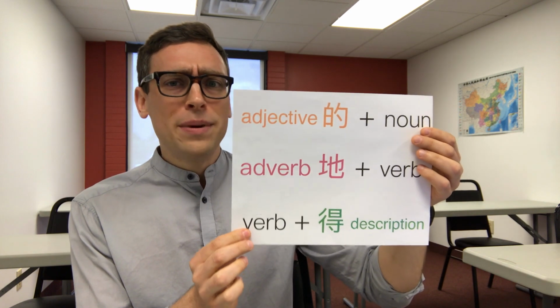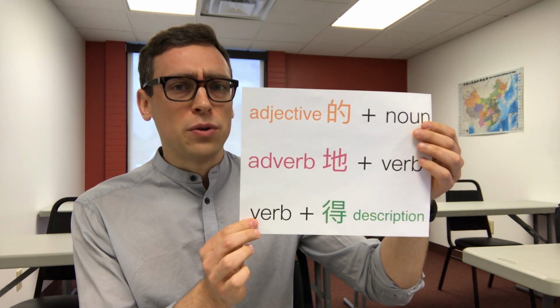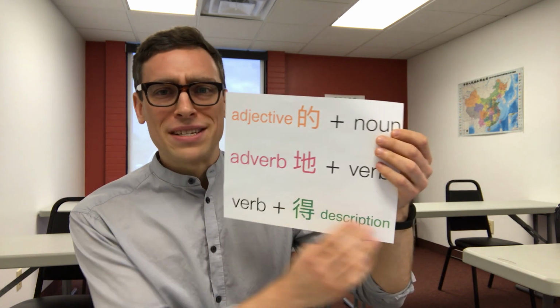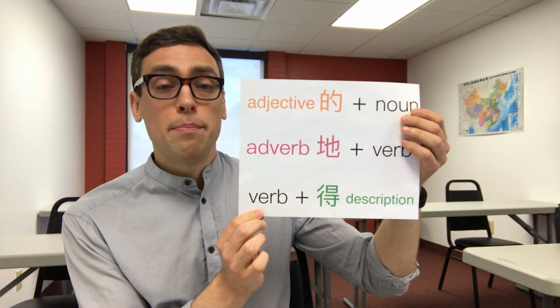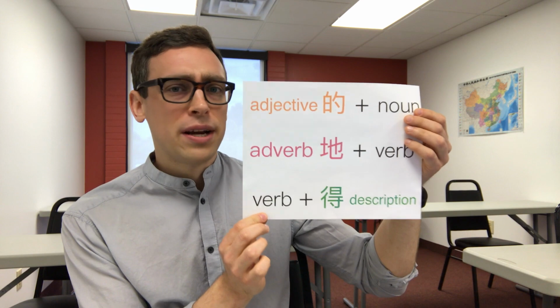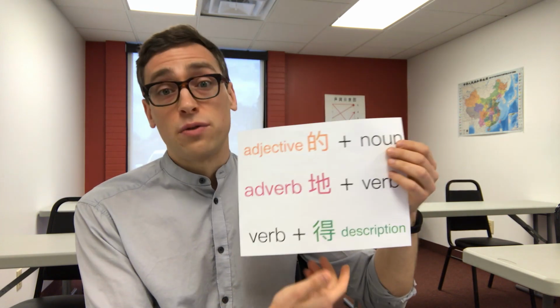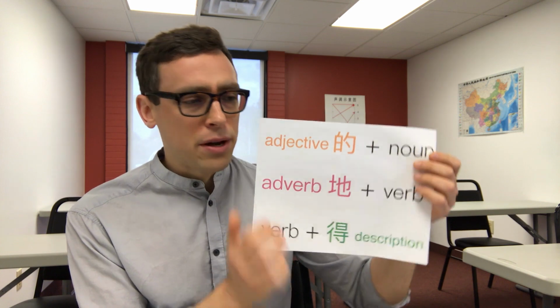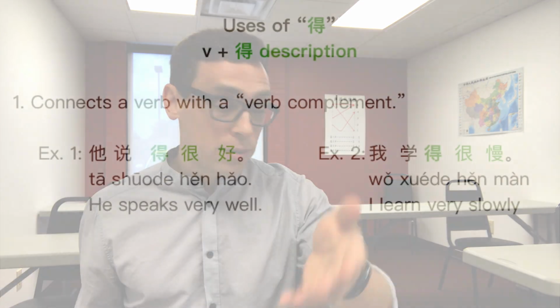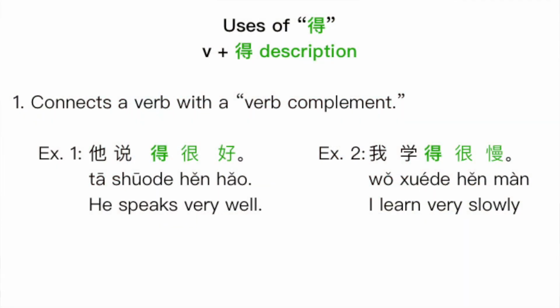These are a little bit different compared to what we have in English. We really don't have this in our toolkit in English, but verb complements are very powerful, and once you get a hang of them, they're very useful for communicating all different kinds of ideas in Mandarin. Let's take a couple examples here. So again, this de connects a verb with a verb complement.